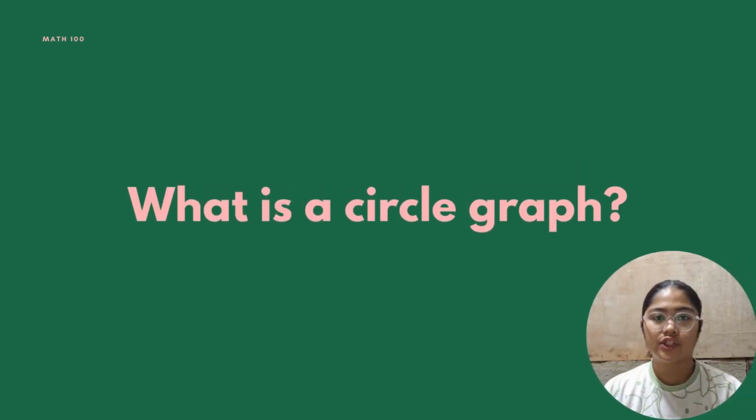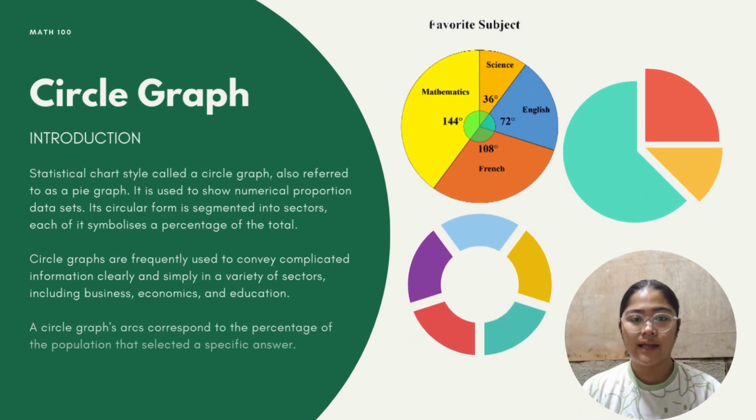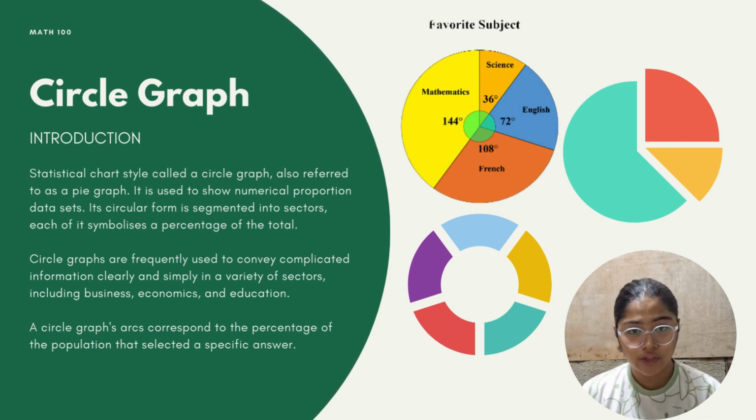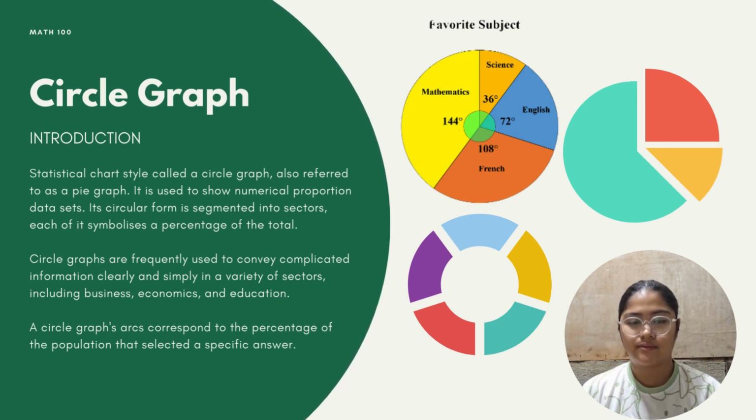So what is a circle graph? A circle graph, or commonly known as a pie graph, is a statistical chart style designed to illustrate numerical proportion datasets. Its circular shape is divided into sectors, with each sector representing a percentage of the total. These sectors are typically labeled and color-coded for easy interpretation.